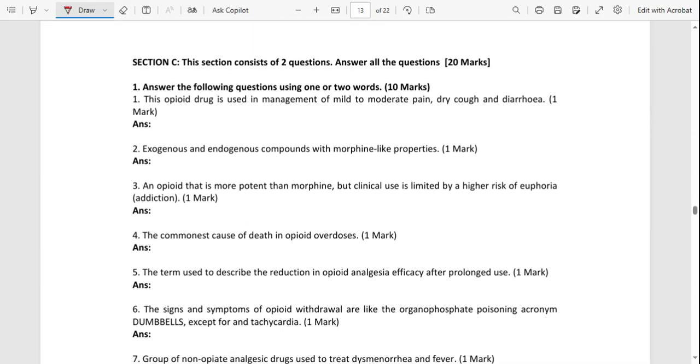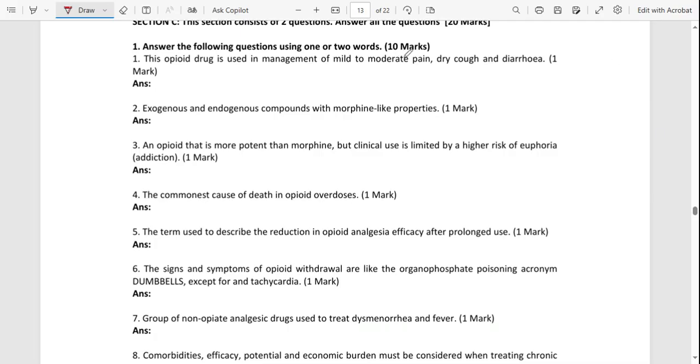And then section C is saying which opioid drug is used in management of mild to moderate pain, cough, and diarrhea. So it's an opioid. You use it for mild to moderate pain, cough, and diarrhea. So you can also use it for cough. That's codeine. It's not so strong.